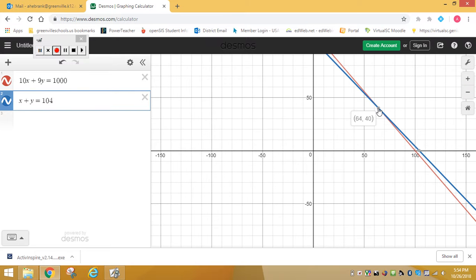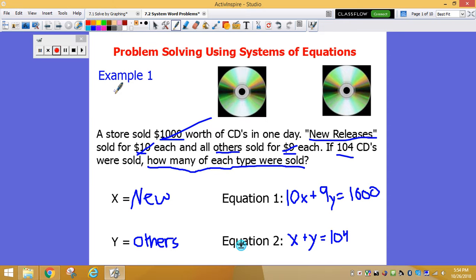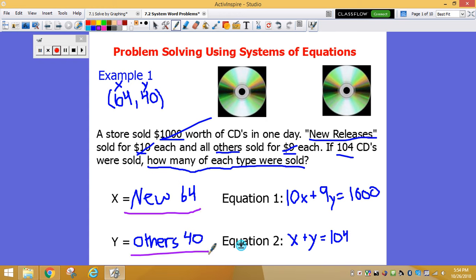They cross at 64, 40. So let's write that here. They crossed at 64, 40. Now, some important things we need to know to get to our final answer. Ordered pairs are X and Y. So beside X, I'm going to put 64, and beside Y, I'm going to put 40. So let's answer the question. How many of each type were sold? Well, right here I wrote they sold 64 new ones and they sold 40 others.